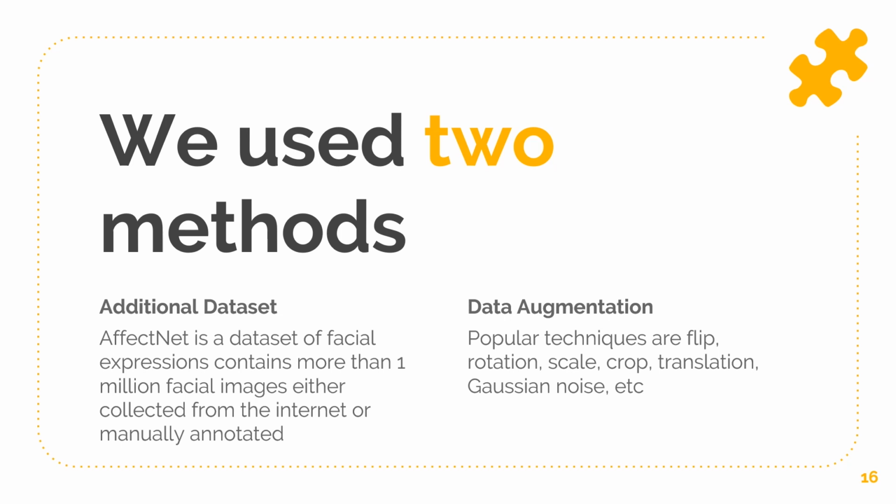In order to tackle this issue, we used two techniques. The first one is we found another dataset. It is called AlexNet. AlexNet contains more than 1 million facial images, either collected from the internet or manually annotated. Another technique is data augmentation. I will show how it is done in later slides.